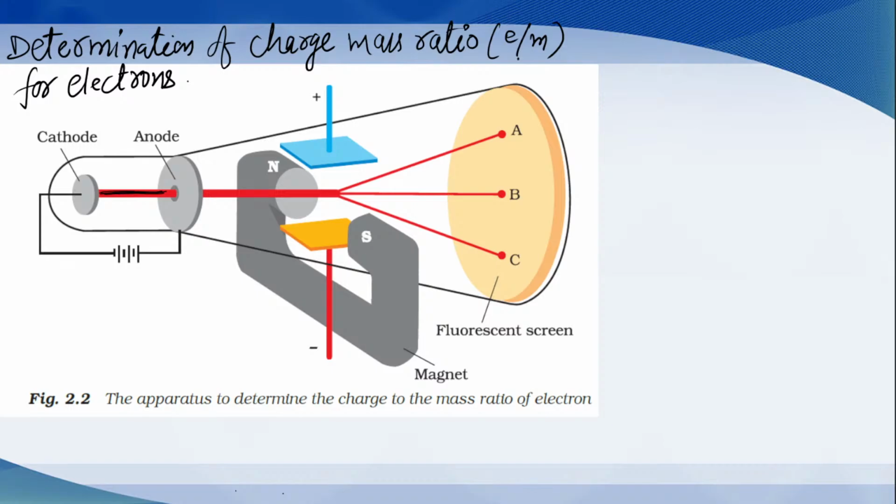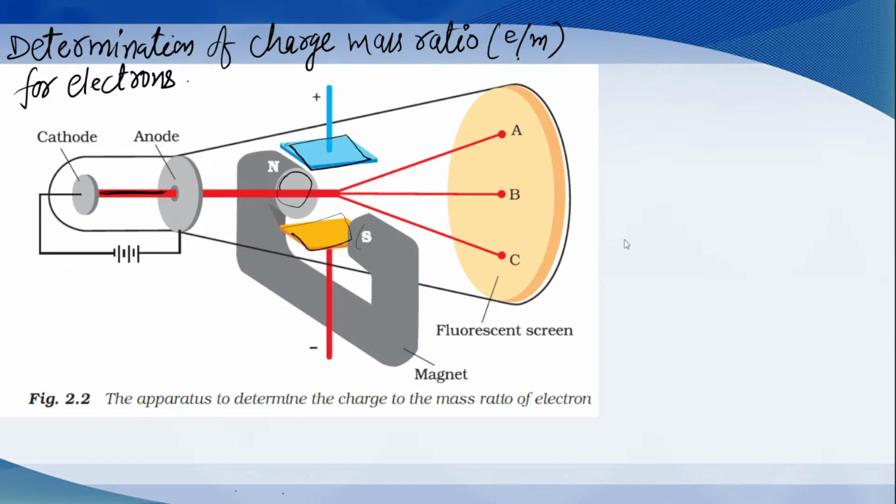to the influence of electric and magnetic field. Right? What he did, he subjected the beam of electrons released in the discharge tube as cathode rays to the influence of electric and magnetic fields, and these electric and magnetic fields are perpendicular to one another as well as to the path followed by the electron.